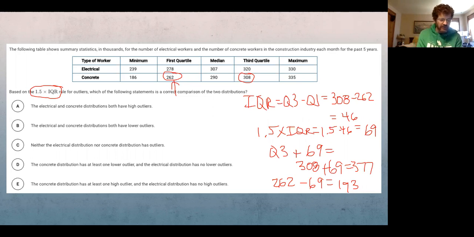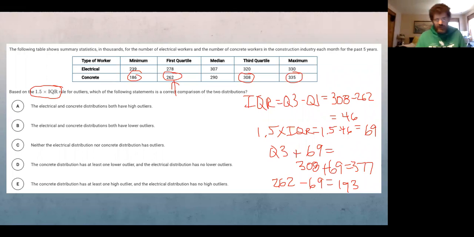And the maximum for concrete workers is 335. There's nothing higher than 377. There are no higher outliers. So the 193 is the lower fence. Anything lower than that value is an outlier. And I do have 186 is lower than that. So I am going to have a lower outlier. So I know for concrete workers, there's a low outlier.